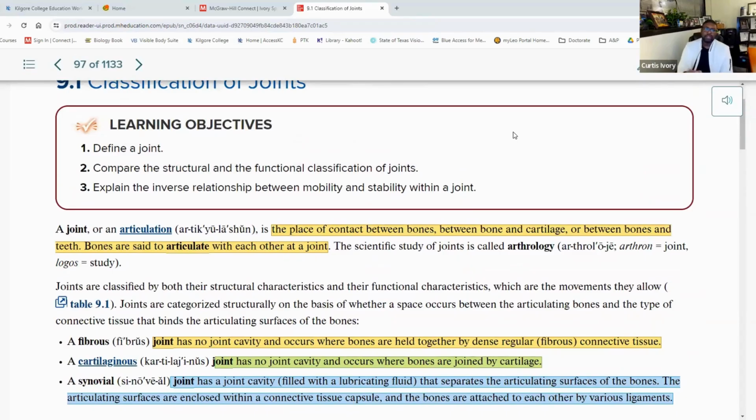So, a joint is an articulation, which we've talked about before. Articulations are places where bones are going to contact or meet. So that is referred to as a joint. A joint can be between bone and cartilage or between bones and teeth. There are different types of joints. We always think about joints like our fingers that we crack or our knuckles, but any place where a bone articulates, that is a joint, or where they contact each other.